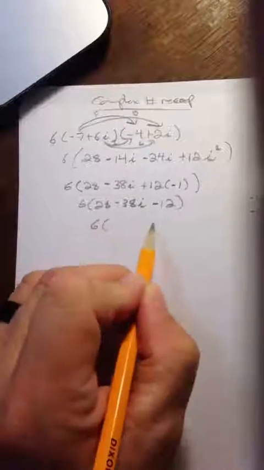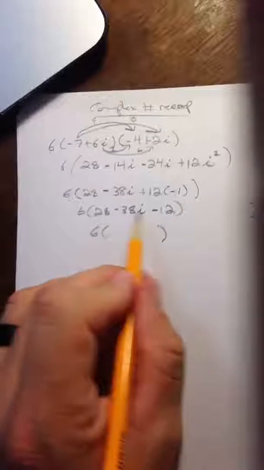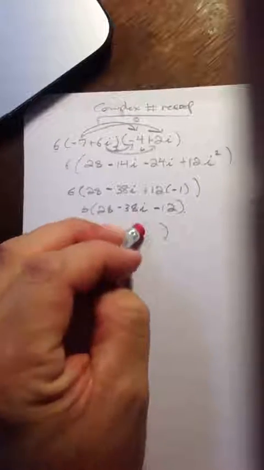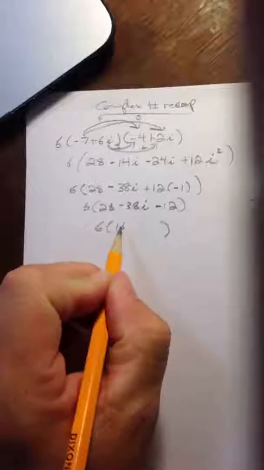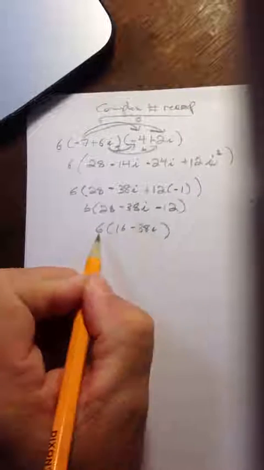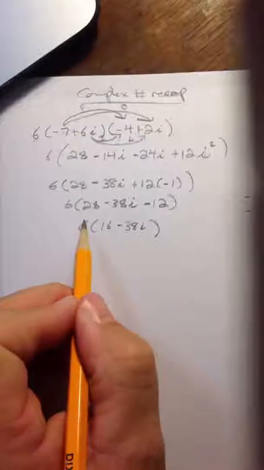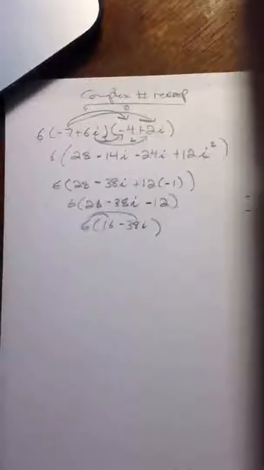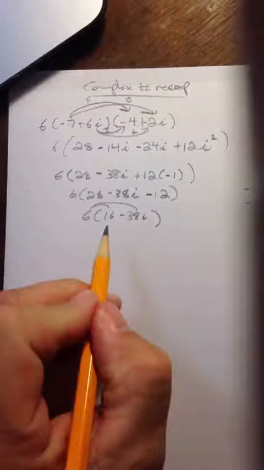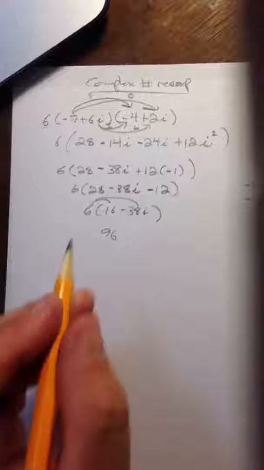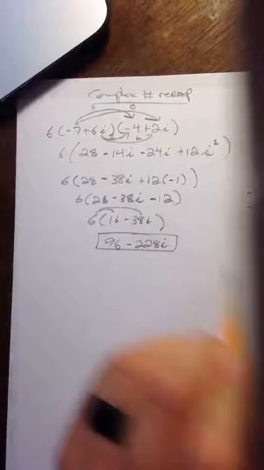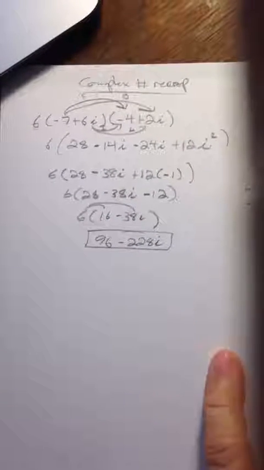So 28 minus 12 is 16, so that's 16 minus 38i. Then I'm going to distribute that 6. So, brain shutting down tonight. 16 times 6 is 96. 38 times 6 is a negative 228i. So there is my complex number.